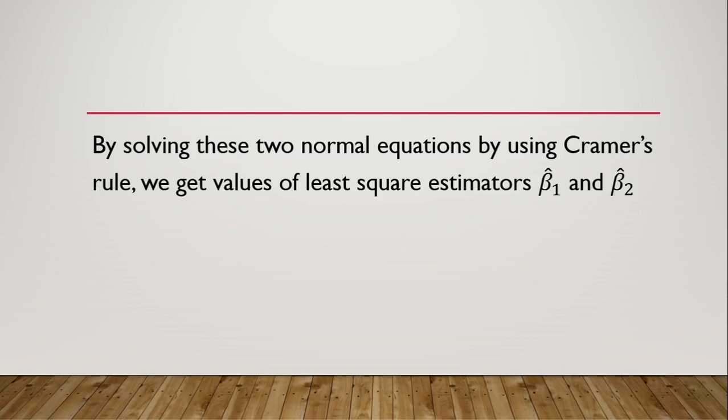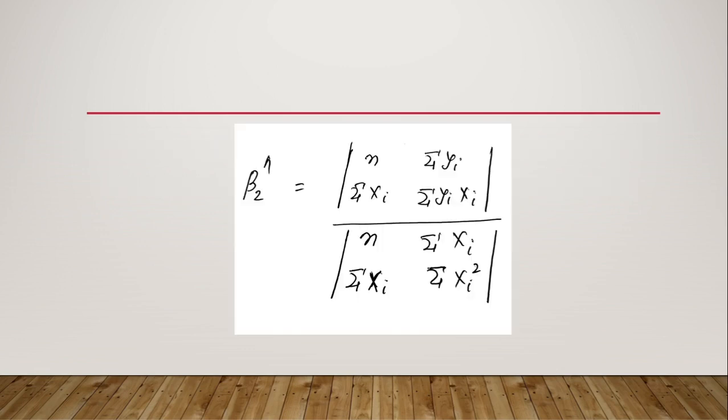So when we apply Cramer's rule, we get the value of beta 2 hat. Initially, we are calculating the value of beta 2 hat, because once we calculate the value of beta 2 hat, it is very easy to calculate the value of beta 1 hat. So we have applied the principle of Cramer's rule to the two normal equations, and we get beta 2 hat is equal to, here we are applying Cramer's rule.